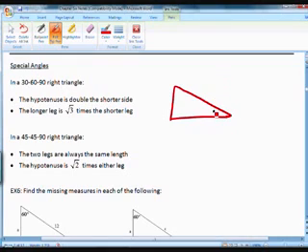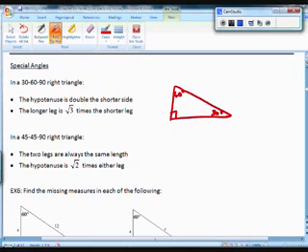If you have a 30, 60, 90 right triangle, it always looks like this. So here we go, 30, 60, 90 right triangle. In a 30, 60, 90, the hypotenuse is double the shorter side, and the longer leg is the square root of 3 times the shorter leg.